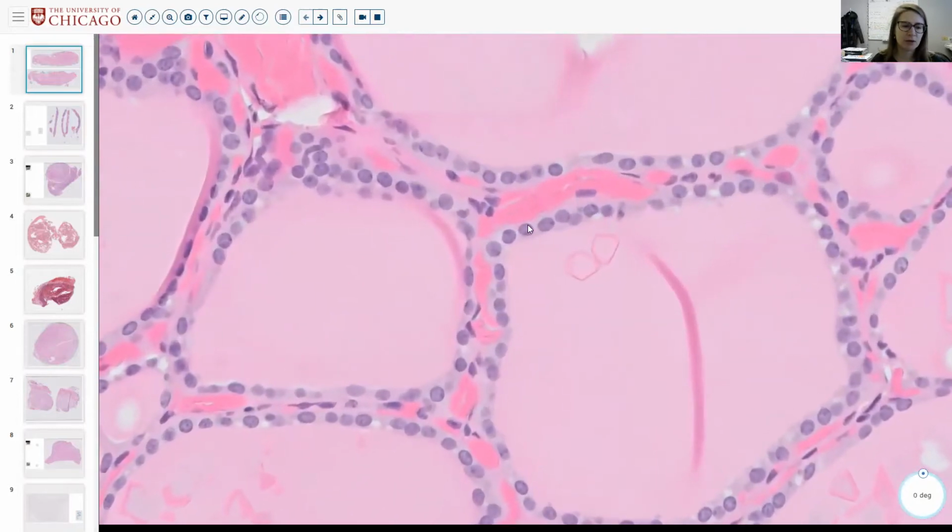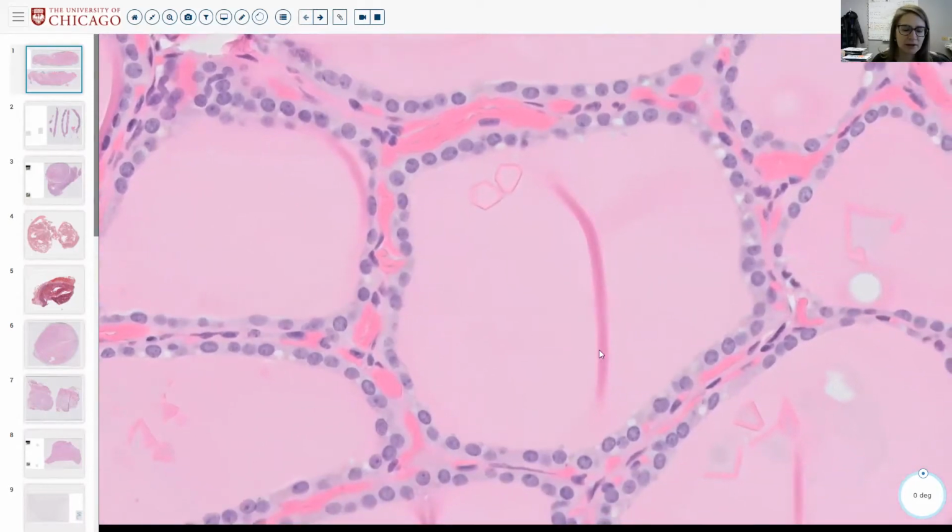Here you can see that the cells are cuboidal, right? The nuclei are lined up in the center of each of the cells. They're very round. The chromatin is very finely granular. So compared to some of the PTC nuclei, these are actually dark, or blue. They sometimes have tiny little nucleoli. All right, cool. And they contain colloid in the middle, of course.